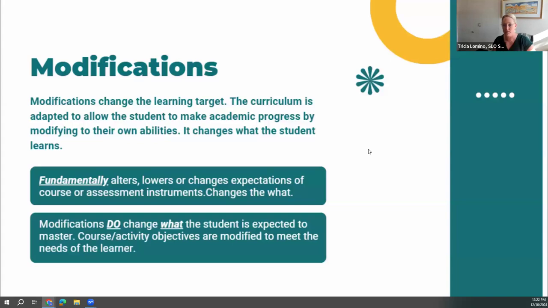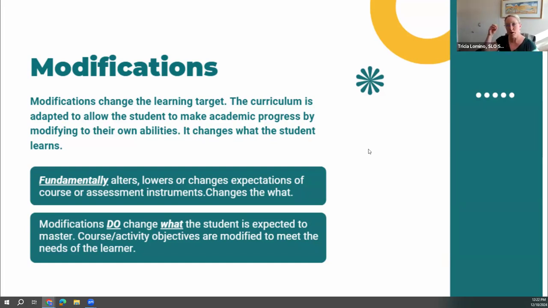So in light of their disability, right, what do we need to change and what's happening with the content so that they can continue to learn and progress where they are? So we're meeting them where they are. So it fundamentally alters or lowers or changes expectations of course or assessment instructions. It changes the what. So if we can remember that, it changes the what. So modifications do change what the student is expected to master. Course activity objectives are modified to meet the needs of the learner.